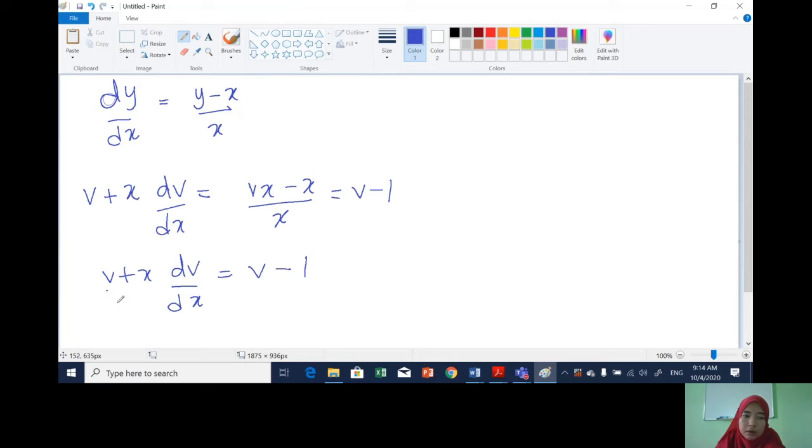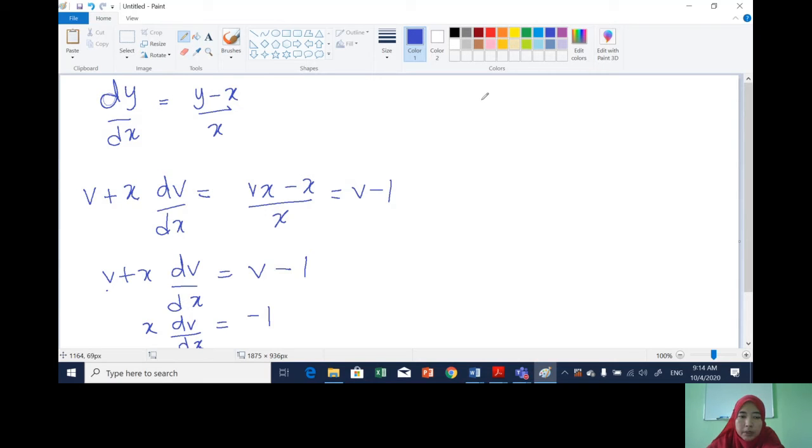At this step, we apply the separable method, separating the variable, so v follows dv and x follows dx. But before that, we simplify for v. Bring this v to the right-hand side, so v minus v is equal to 0. We can simplify first before separating the variables, giving x dv over dx equal to negative 1. Then we proceed here.